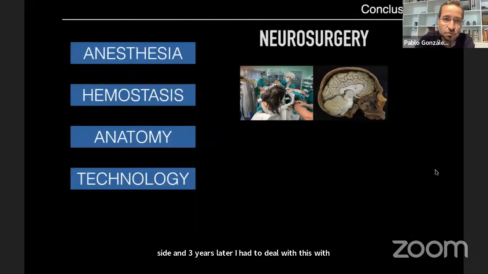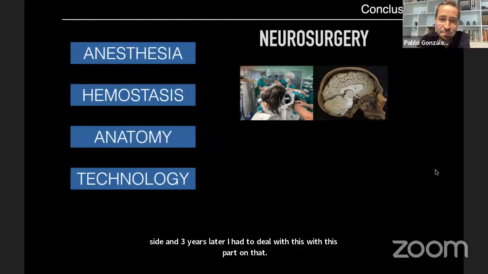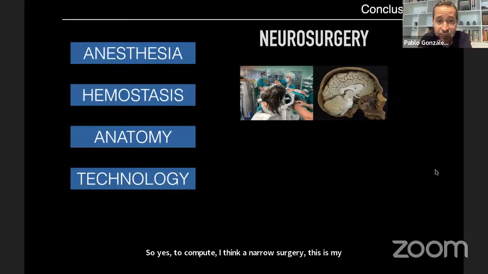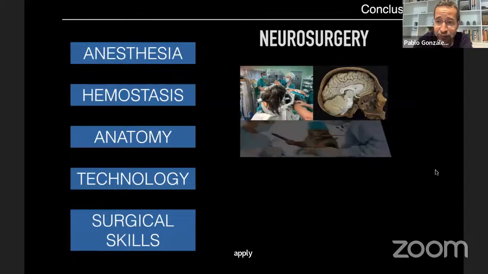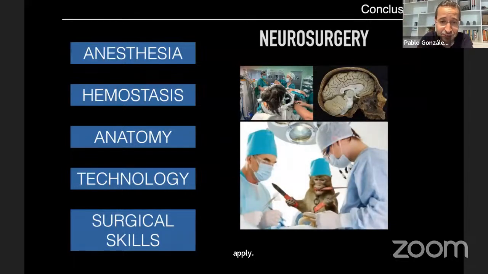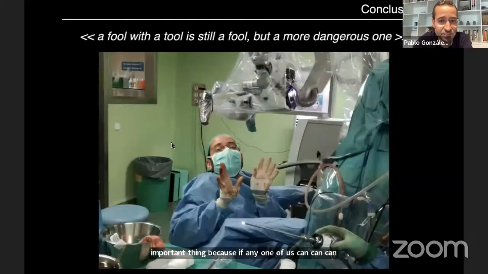So just to conclude, I think in neurosurgery, this is my message. This is what I'm learning. Anesthesia and hemostasis are very important. Anatomy is fundamental. Technology is something that we have to apply, and surgical skills indeed is probably the less important thing, because any one of us can learn to do that. But we need to have a very strong basic knowledge.